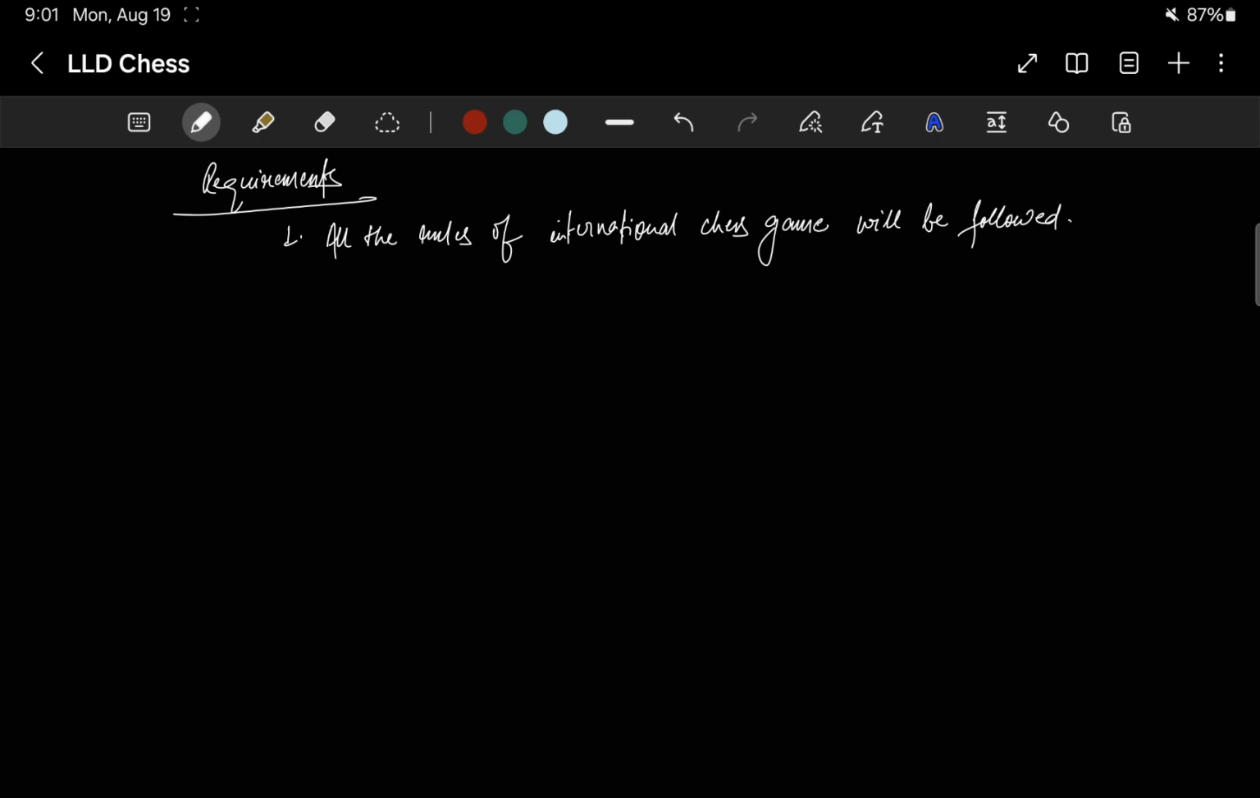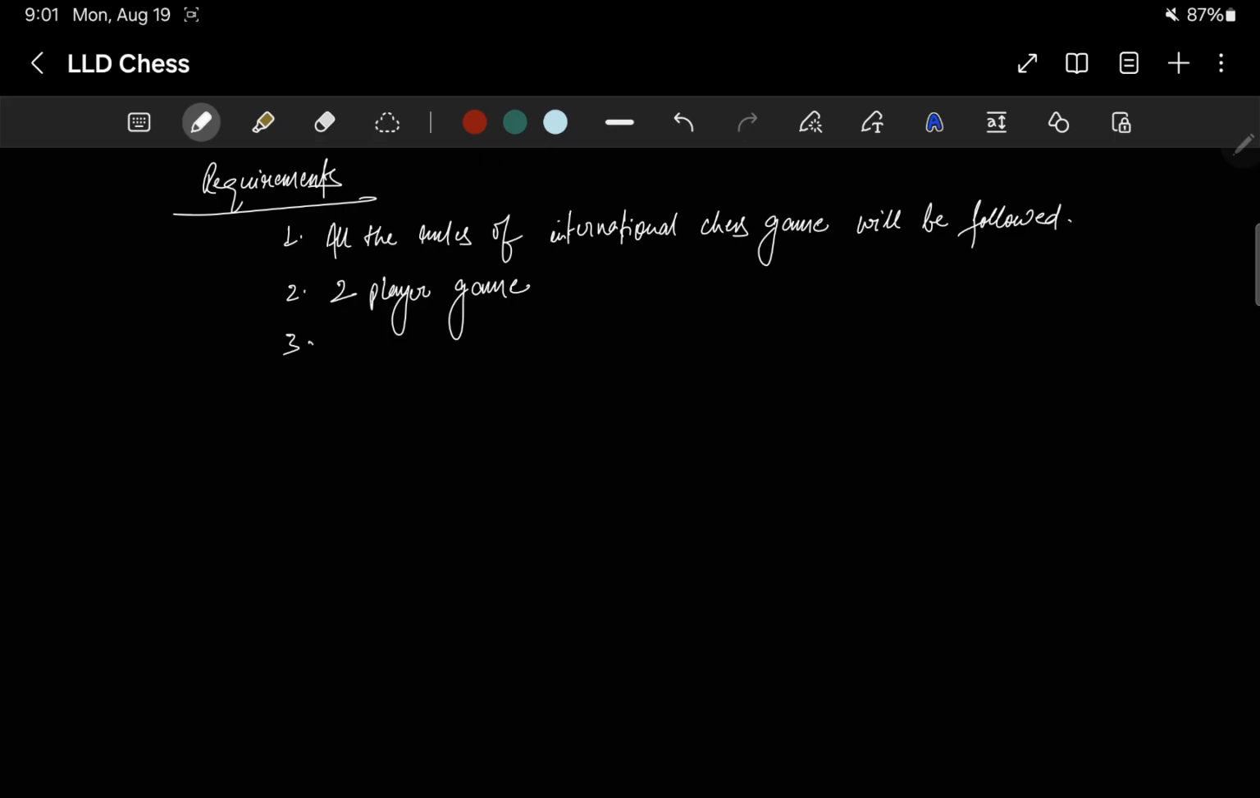So the first requirement would be, let's say, all the rules of the international game of chess will be followed. So this already takes care of a lot of things for us, right? Like the move of king, queen, pawn, bishop, a lot of things. Next, it should be a two-player game.